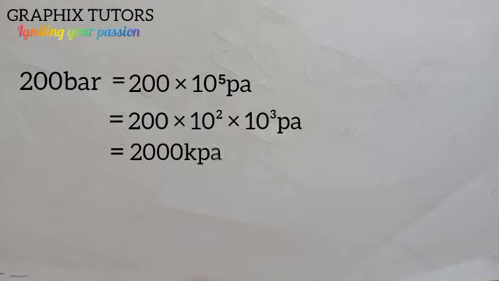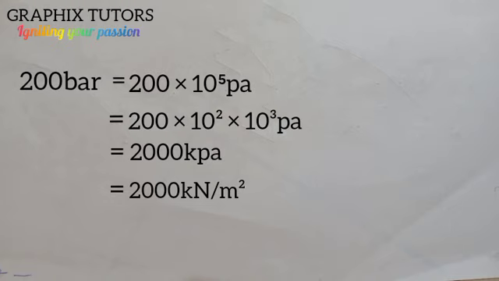Then the 10 to the power 3 is giving us kilo. So kilo, then we have pascal, right? And another way of writing will be 2000 kilopascal. Pascal means newton per meter square. So you can write it as 2000 kilonewton per meter square. This is how you convert. So there are still more ways at which you can convert pressure by changing their units. We'll just manipulate, interpolate between units, right?